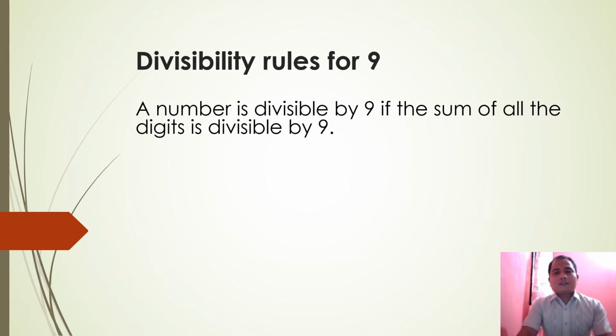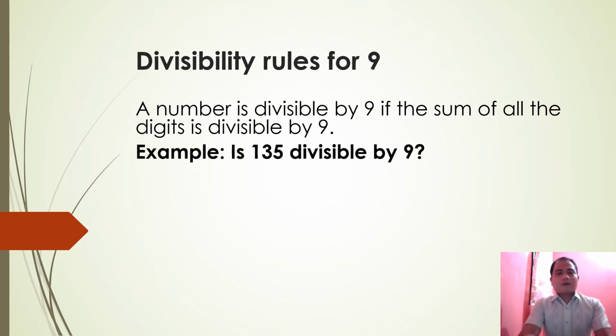Now let's proceed to the last divisibility rule for today, the divisibility rule for 9. A number is divisible by 9 if the sum of all the digits is divisible by 9. So looking back to number 3, it has the same rule. So we are just going to add the digits. But this time, the sum should be divisible by 9.